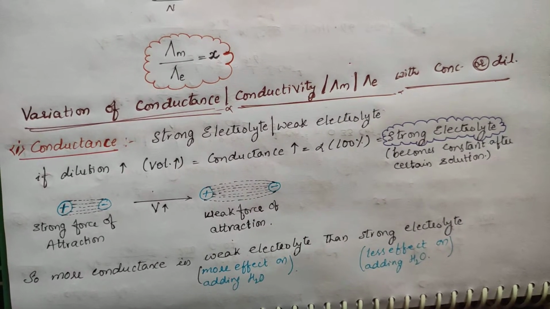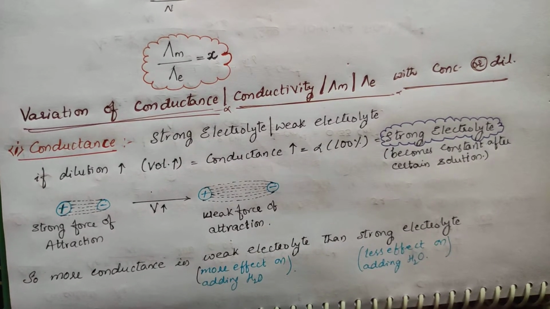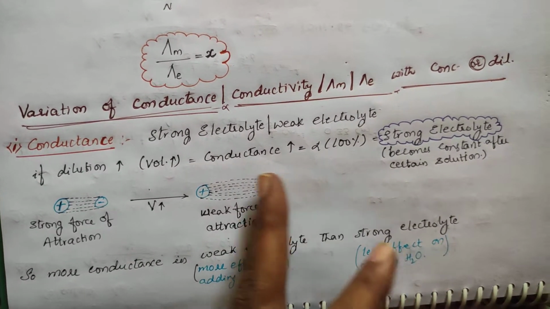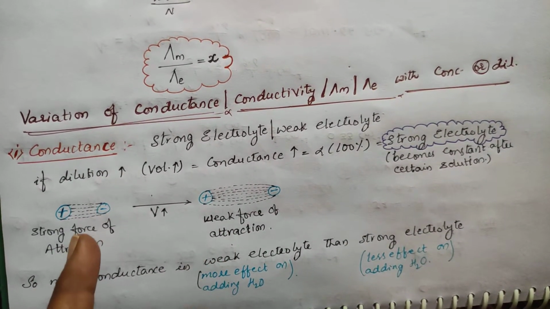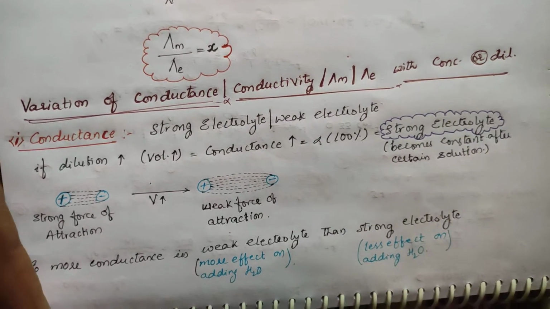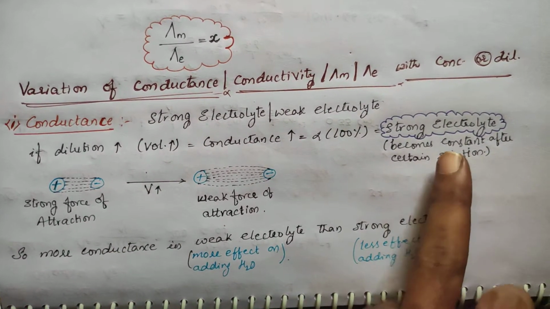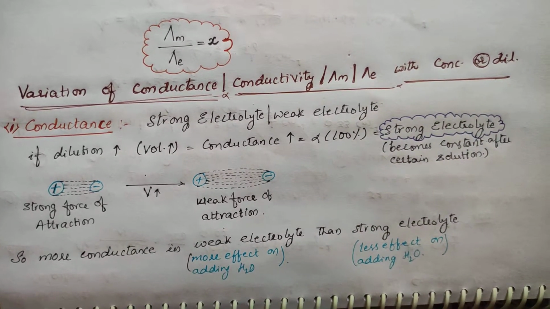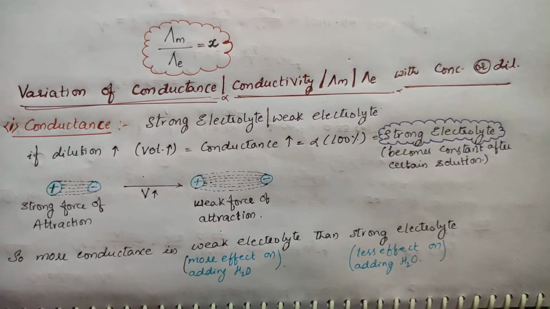So more conductance is seen in the strong electrolyte on increasing dilution. It reaches 100% very easily because these are very strong to dissociate. If you increase water, they become still faster, and it reaches a constant value after a certain dilution.